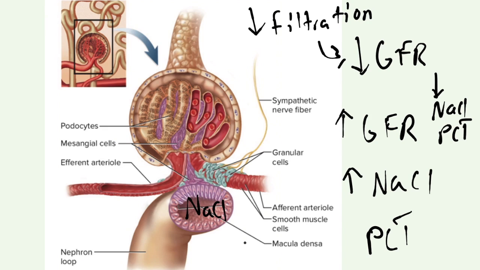If there's low glomerular filtration rate, the macula densa secretes a paracrine messenger telling the granular cells, hey, can you relax the afferent arteriole? Granular cells say, yeah, no problem. So they relax the afferent arteriole, leading to a high glomerular filtration rate, and then it would equate to a higher salt reabsorption by the proximal convoluted tubule, restoring homeostasis.